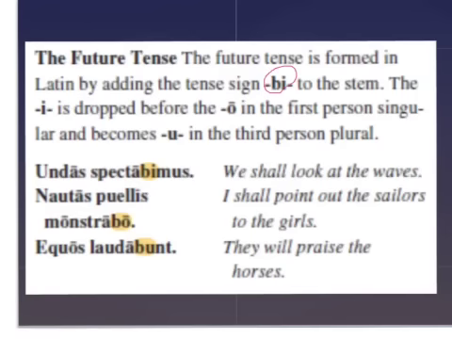bi. Notice the differences in the first person singular, the I is dropped and it's just O, bo, and in the third person plural, the I is substituted for a U. So, spectabimus is we shall look at the waves. Monstrabo is I will point out. And laudabunt is they will praise.